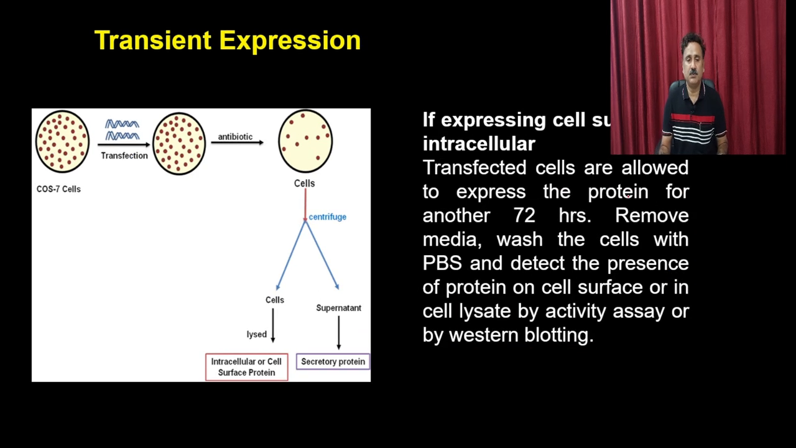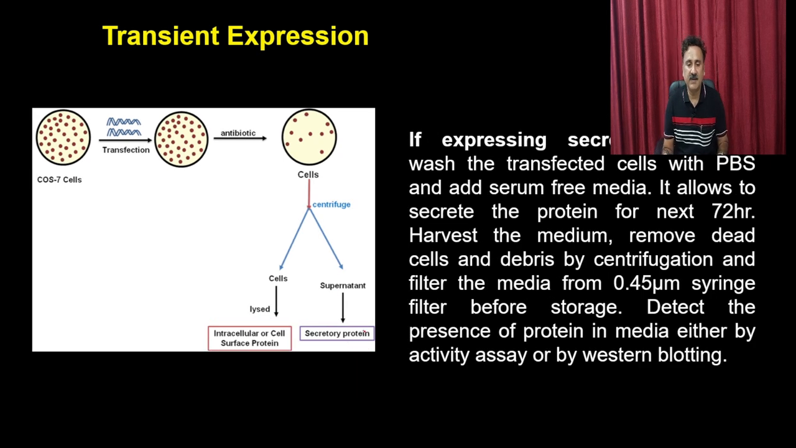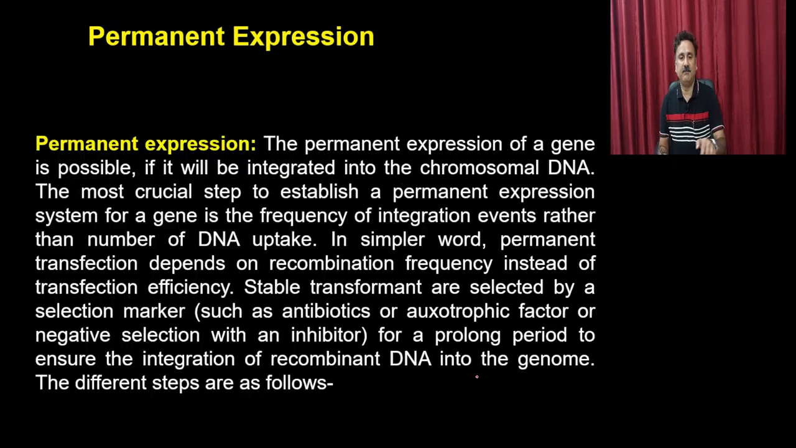After this, you are going to check the expression, right? You can check the expression in the intracellular system or the secretory proteins. Depending upon this, you can harvest the cells accordingly, and then filter the cells or proteins so that you can remove the debris, and you can detect the protein in the media or in the cytosol by an activity assay or Western blotting. This also we are going to discuss in detail when we discuss blotting techniques.